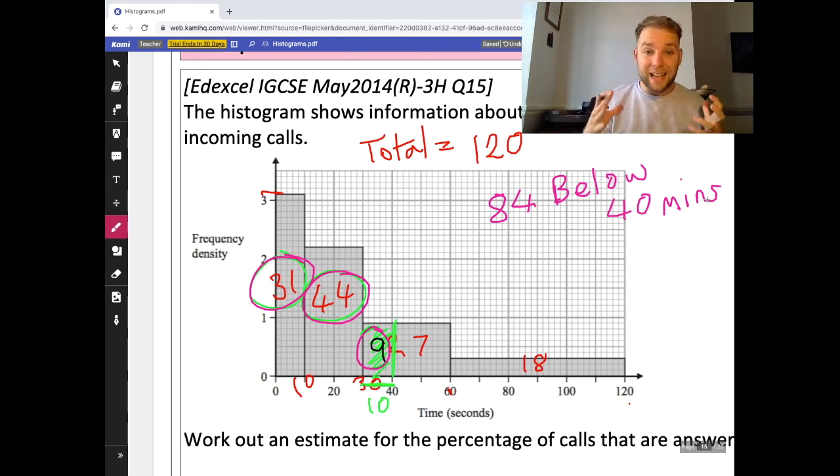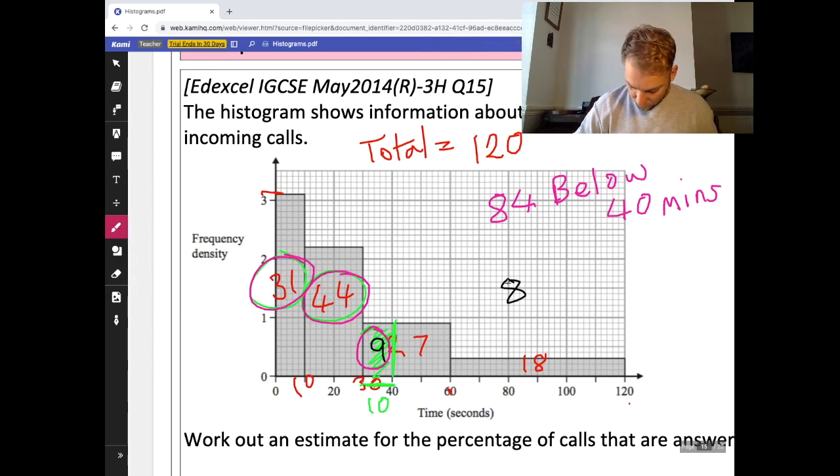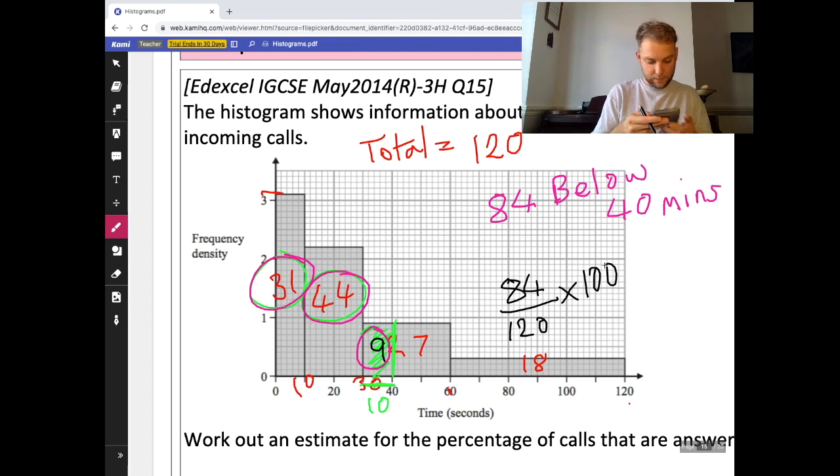So the last little part now, if I want to find out the percentage, well, the percentage is going to be the amount of people below 40, which is 84, divided by the total, which gives you the proportion. So divided by 120 times by 100. So the formula for this is 84 divided by 120 times by 100. Let's work out what that is. 84 divided by 120 times by 100 is equal to 70%.